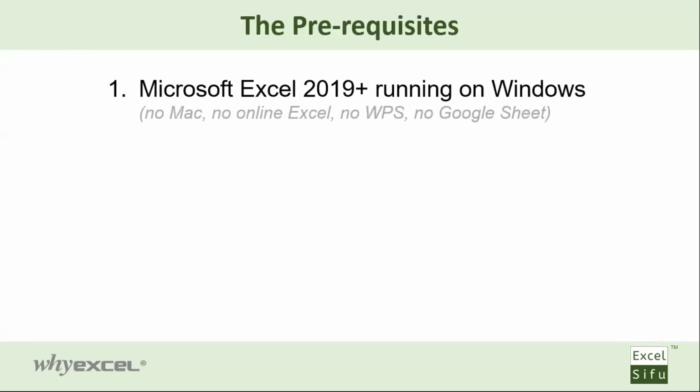There are some prerequisites here. We want to make sure you are running Excel 2019 and above, for example 2021 or 365. No Mac, no online Excel, no WPS, no Google Sheet, because they don't have such functionality. They are able to achieve something similar, just in a different way. This is number 1. If you are using 2019 and above, please type number 1. If you do not, please type number 0. I just want to know how many of you, so that I'm able to manage the expectation.